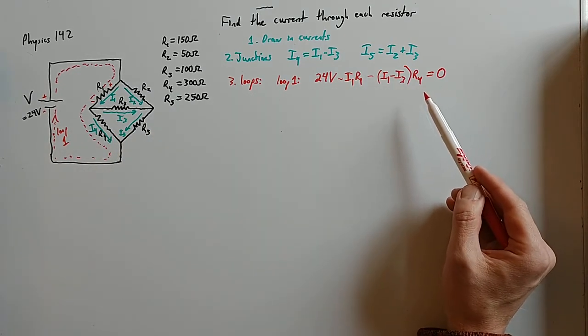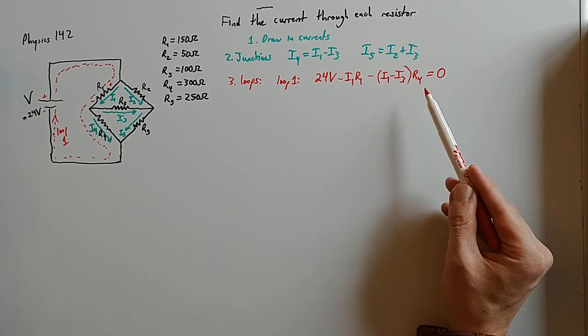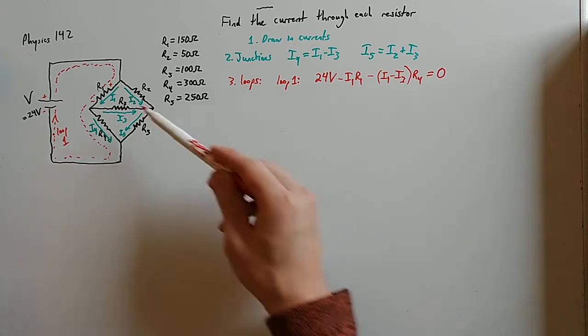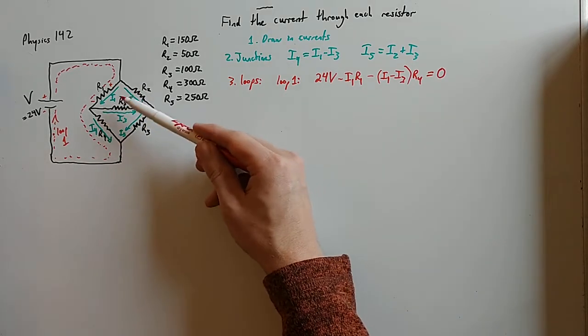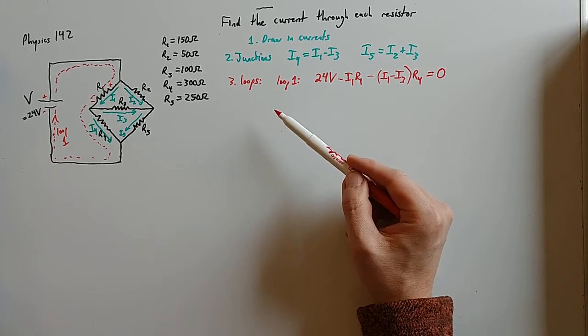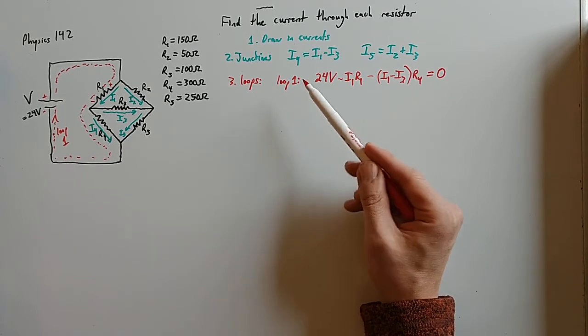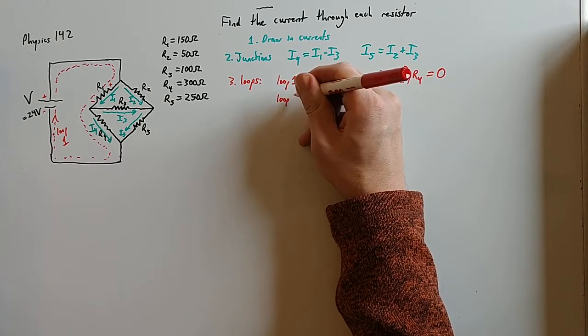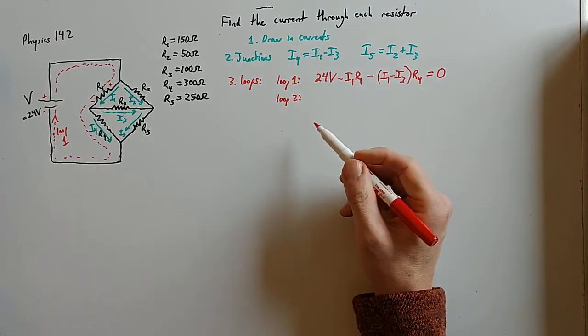All right, well, we now have 3 different equations, but we had 5 different unknowns, right? I1, I2, I3, I4, and I5, so we're going to need a total of 5 equations. So that means we need another loop. So let's look for loop 2. So what should we do for loop 2?